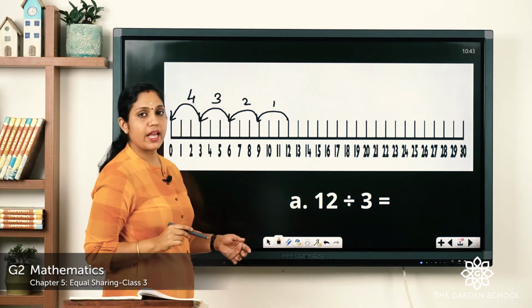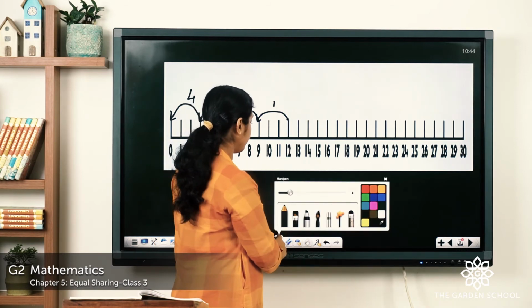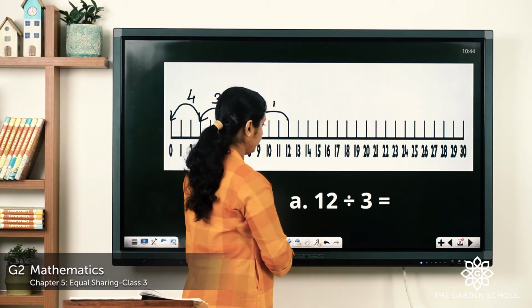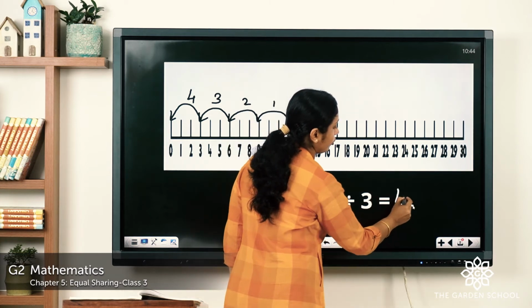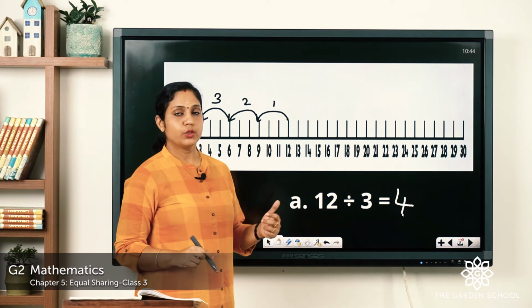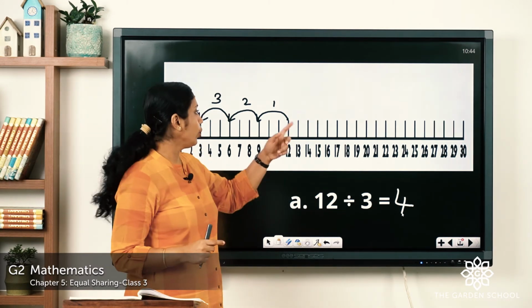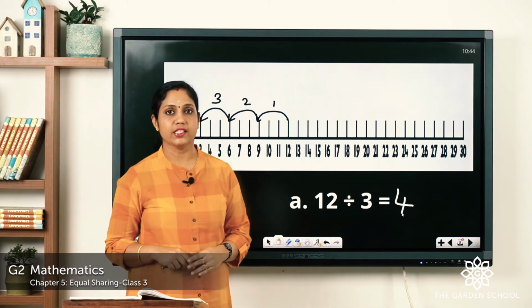So what is the answer? 12 divided by 3 is equal to 4. This is the way you have to do this problem. So you have to write the question, draw a number line and do it like this, and you have to write the answer.